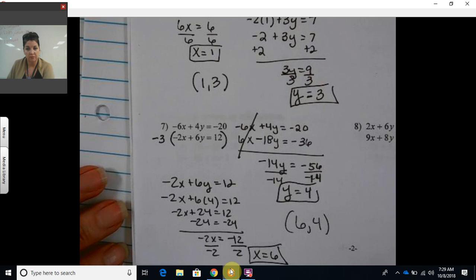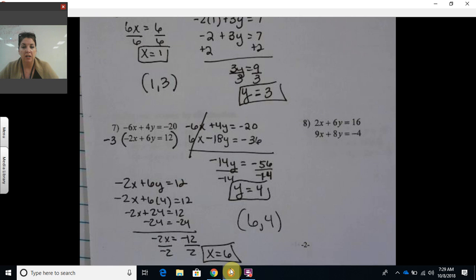So I'm not going to work number 8 out, but on number 8, if I choose the x's or the y's, either one of those, would it just be where I only had to multiply one equation? No. So if I wanted to eliminate my x's, what's the least common multiple of 2 and 9? 18, right? So I'd multiply the top equation by 9, the bottom by 2, but one of them is going to have to be negative because they're both positive.